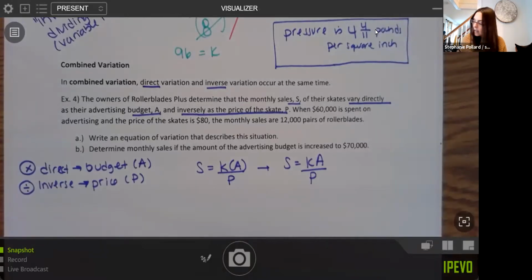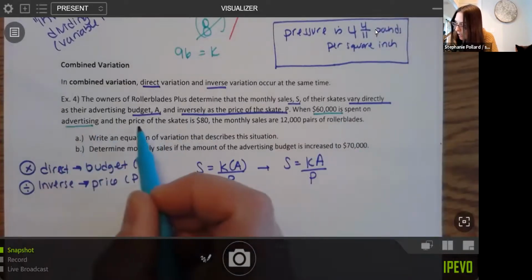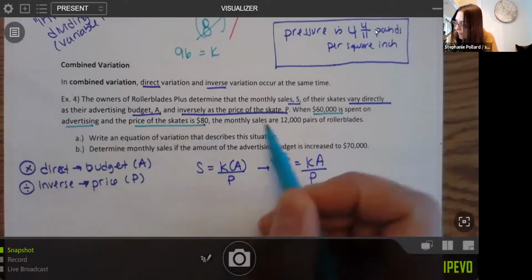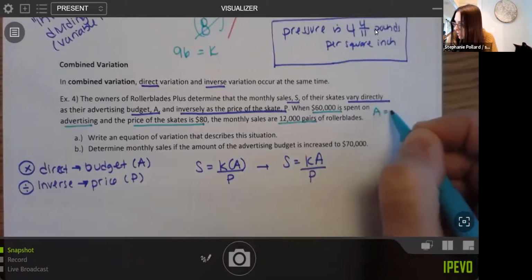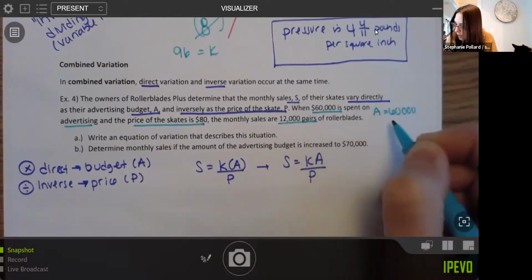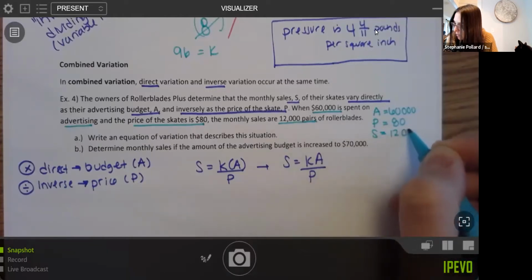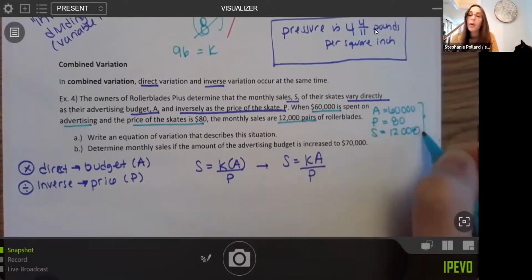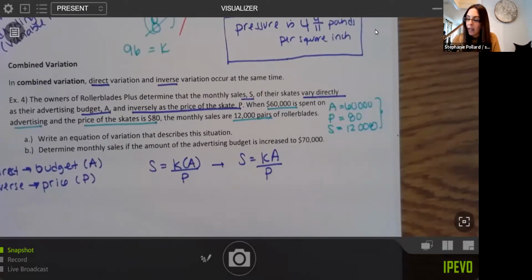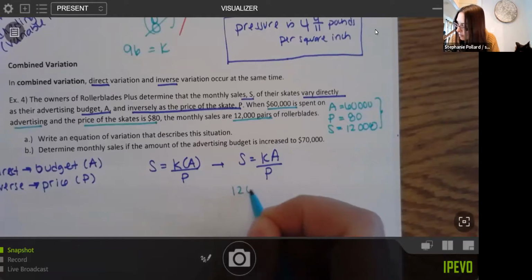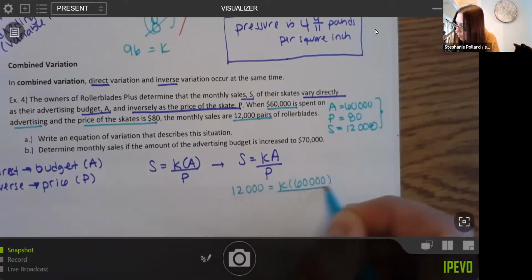Now we're told that when $60,000 is spent on advertising and the price of the skates is $80, the monthly sales are 12,000 pairs. So when A is equal to 60,000, the price is equal to 80 and sales are equal to 12,000. These all relate. So here we don't have a pair. We have three values that go together, but we can plug these all in so that we can solve for K. So I have 12,000 equals K times 60,000 all over 80.